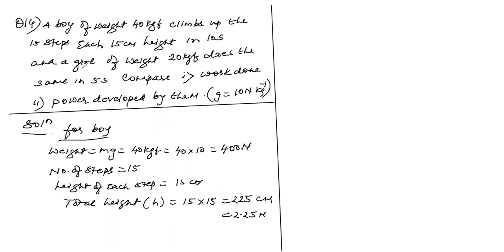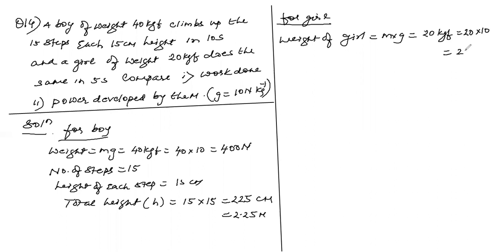And now for the girl, what are they given? Weight of 20 kg. What is the weight of the girl? Her weight is also given by mg. Mass of the girl is directly given as 20 kg. That is 20 into 10, 200 Newton. She also climbs the same number of steps, 15. Height of each step, how much?